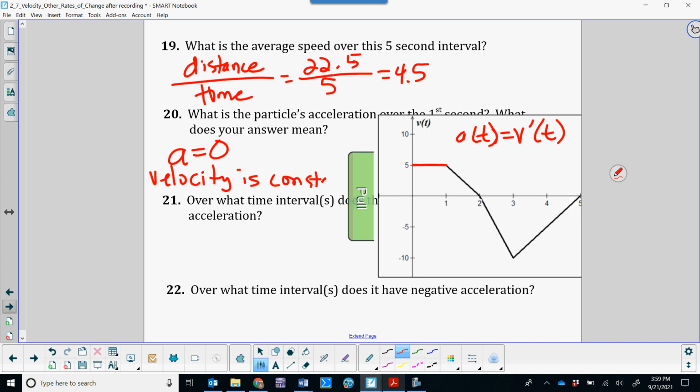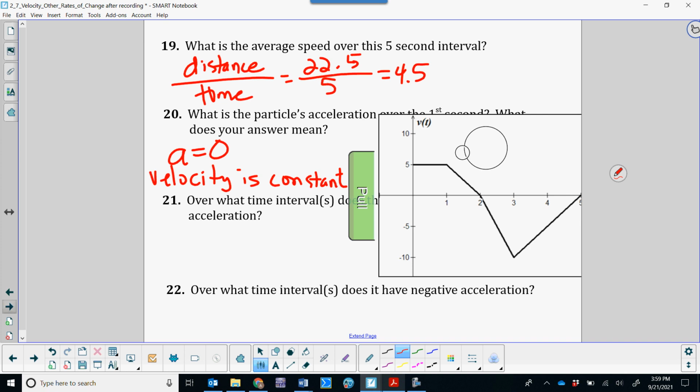Now, it doesn't mean you're not moving, but think of it like cruise control in your car. You're not accelerating, you're just going a constant speed. And then when you need to push the accelerator, you speed up, so you are accelerating. But now the velocity is constant, so it doesn't mean it's not moving. It just means that it's not changing. It's just going constant.